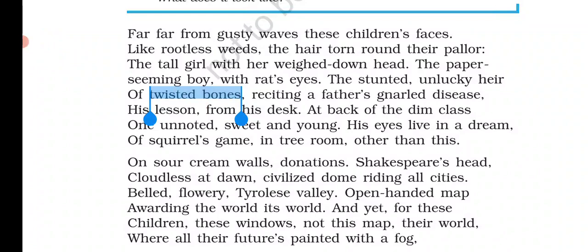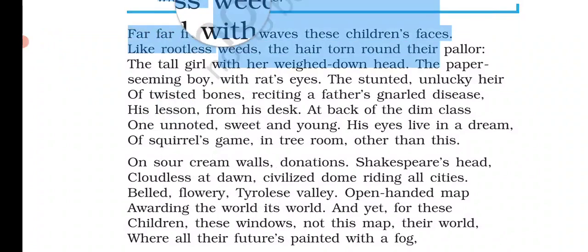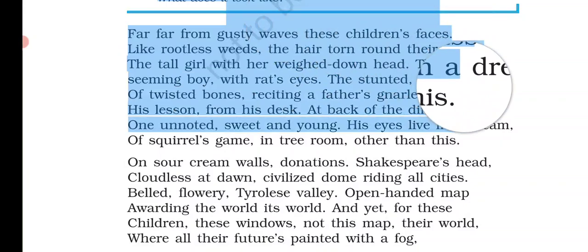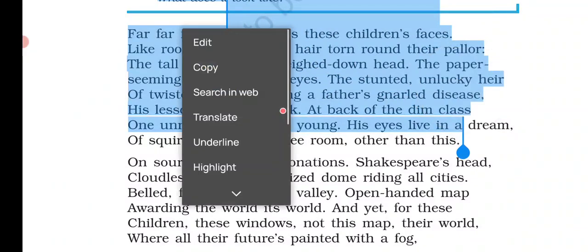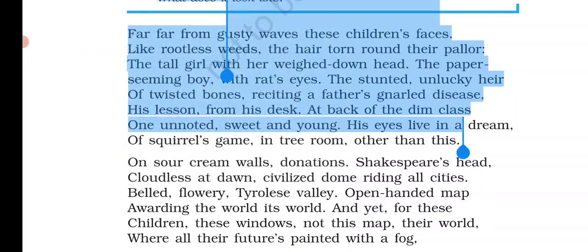Okay, now let's go through the first stanza. Let me just highlight it for you. Far, far from gusty waves, these children's faces, like rootless weeds, the hair torn round their pallor. The tall girl with her weighed down head, the paper seeming boy with rat's eye, the stunted, unlucky air of twisted bones, reciting a father's gnarl disease.